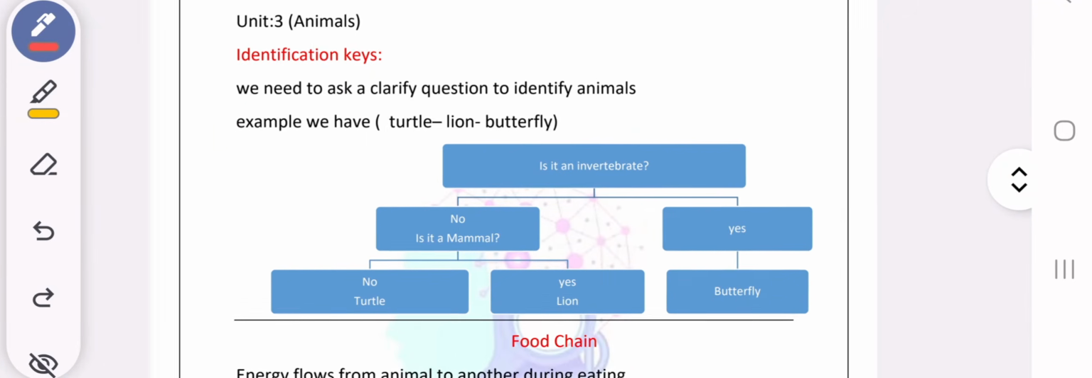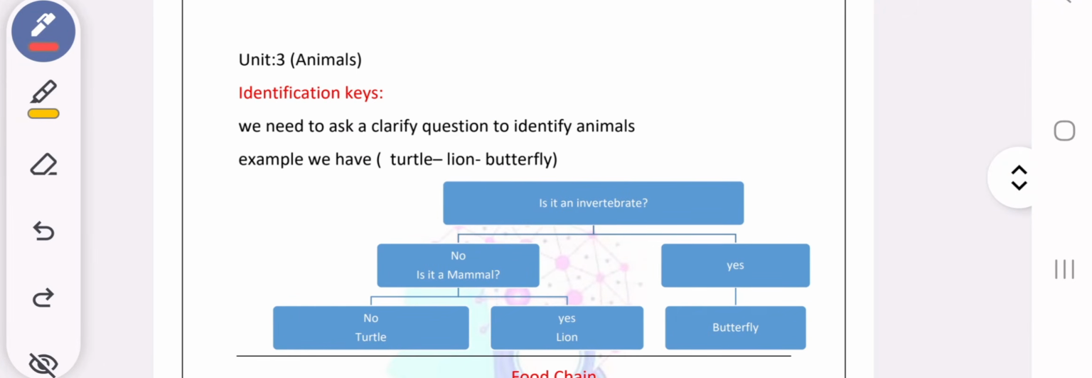Hello, my dear friends. Today we are going to explain Unit 3 in Science for Year 3, the first term. It's talking about animals and classification. Classification, of course, we know that we will divide animals into vertebrates and invertebrates.